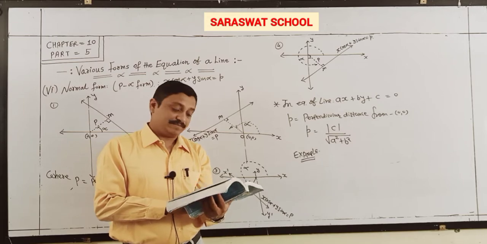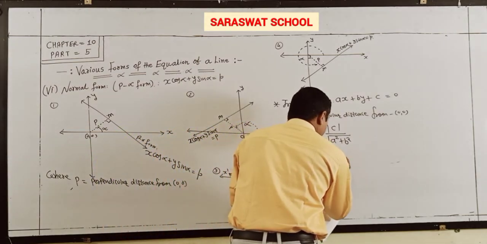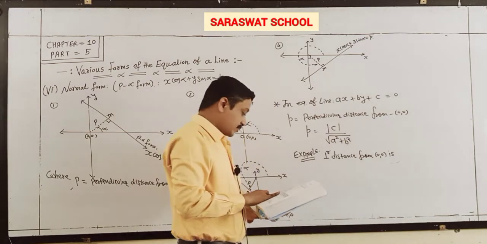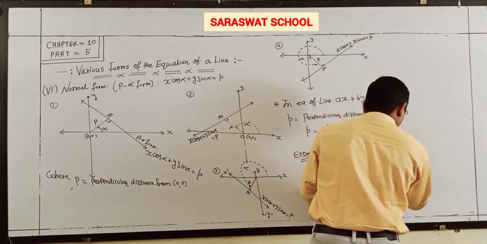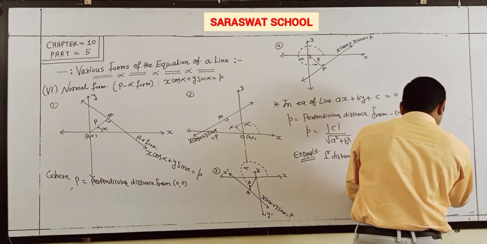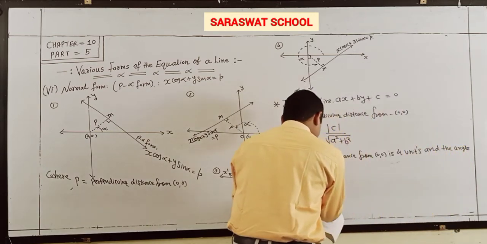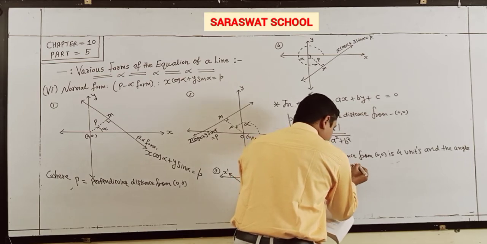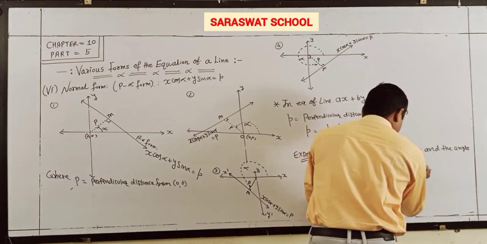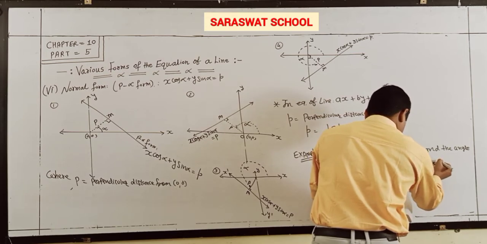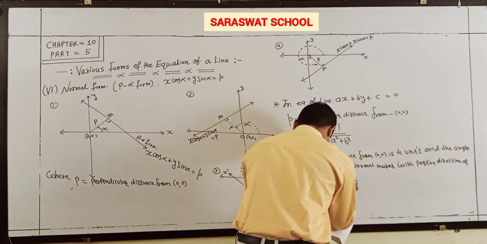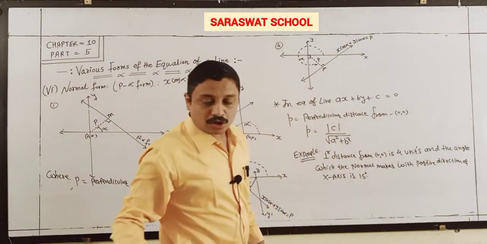Students, find the equation of the line whose perpendicular distance from the origin is 4 units, and the angle which the normal makes with the positive direction of the x-axis is 15 degrees.